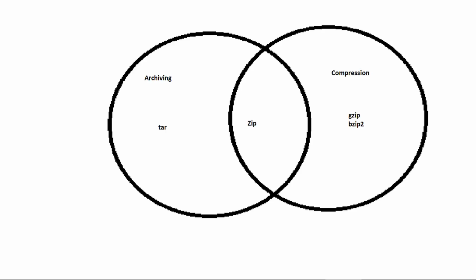Okay, in this video I want to talk about the differences between archiving and compression. So before we go into tar versus different types of compression algorithms, we need to talk about what an archive is. An archive is a single file that contains many separate files. These individual files can be extracted from the main archive.